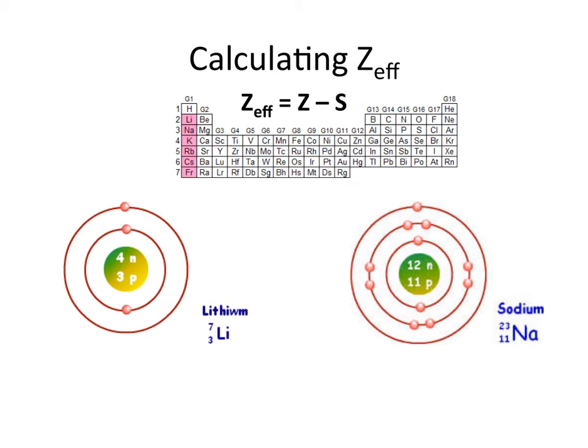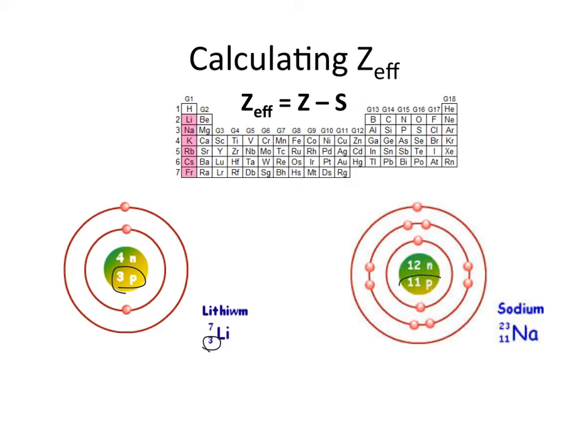So calculating Z effective, let's just look at our first group again: lithium, sodium, potassium. Here we have lithium and we have sodium. Now what we know is we have our Bohr-Rutherford diagrams, and in the middle here, we have our nucleus. We have 3 protons because the atomic number is 3, and we also have 3 electrons because we have no charge on the atom. So it will be neutral. They cancel each other out.